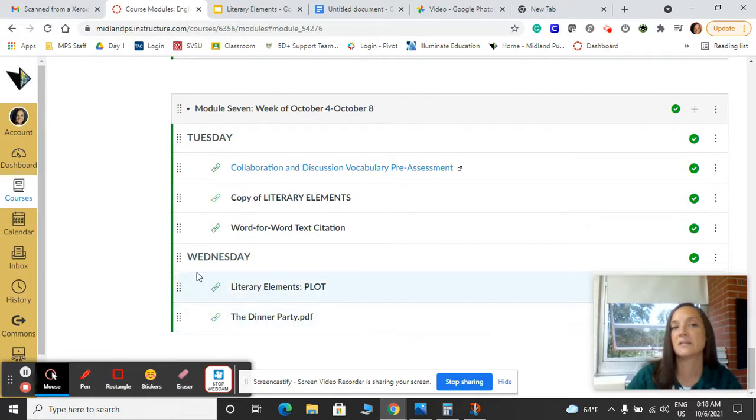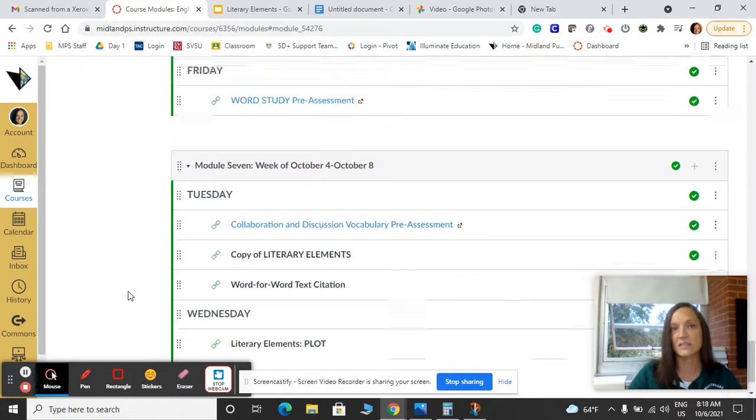As you can see here, this is Module 7, week of October 4th through the 8th, and I clearly label what we're doing. Monday is not on here because Monday was a work day, an opportunity for students that have been behind on work or missed some of the pre-assessments. They got caught up that day, and that helps me too because then I can meet with students and get them caught up. But then if you look here, it does have every single thing, document, Google slide presentation, whatever it is that we're doing, is listed here.